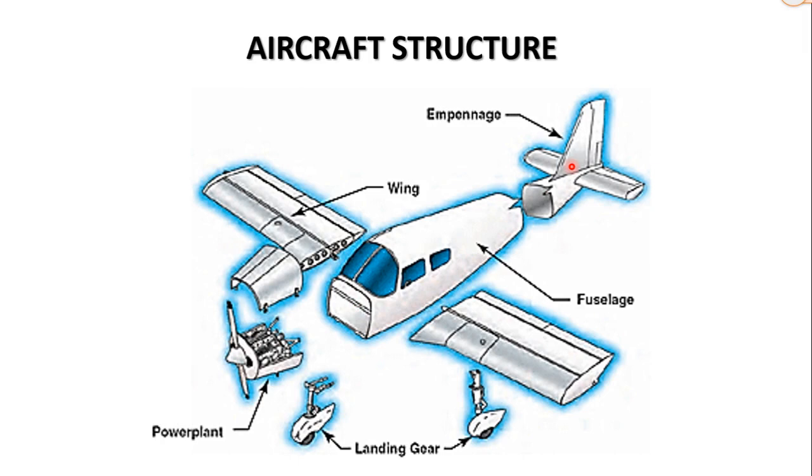Empennage is the tail, which consists of the vertical stabilizer and the horizontal stabilizer. It is used to control the movement of an aircraft. Landing gear provides support to the aircraft during landing, takeoff, taxiing, parking, and towing.